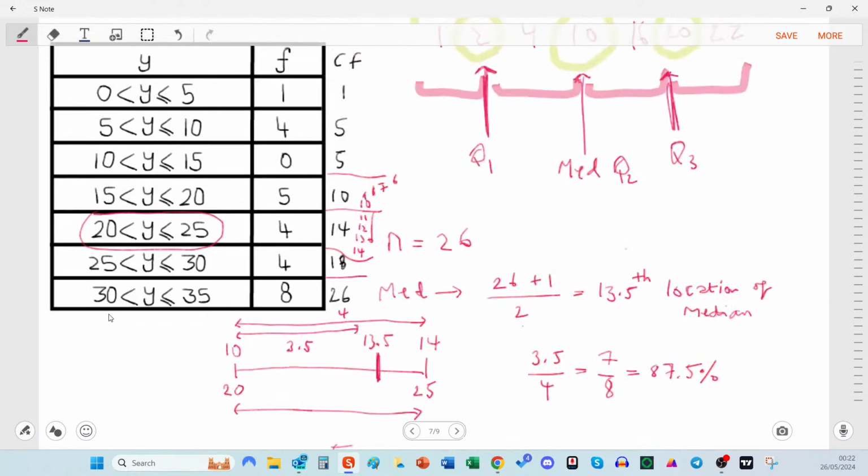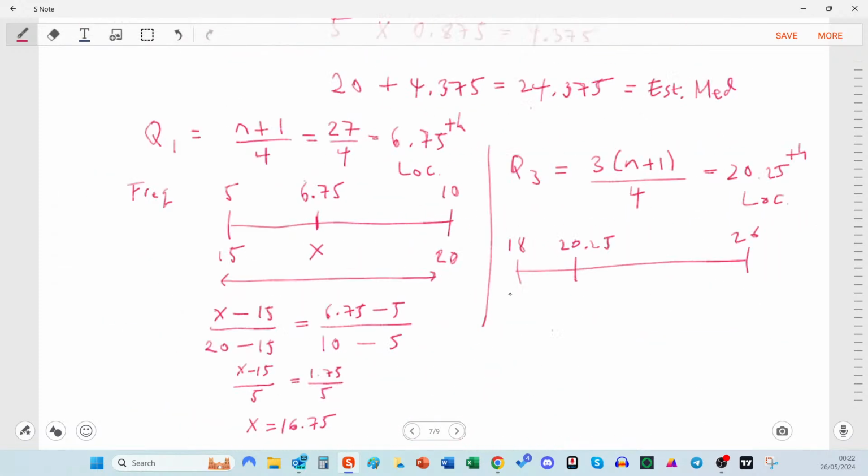And the section is 30 to 35. So that is in the same proportion to the 18 to the 26, frequency-wise, as the 30 to 35. So we're looking to find how far it's gone in. So 20.25 subtract 18 all over 26 take away 18 is equal to x minus 30 all over 35 minus 30. We'll tidy that up a bit.